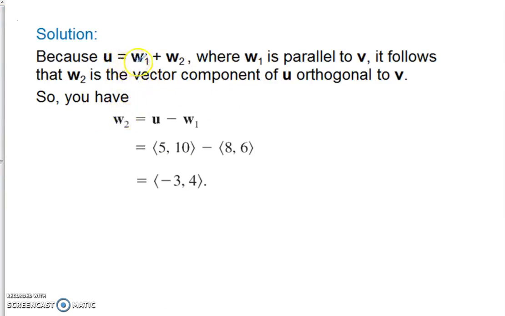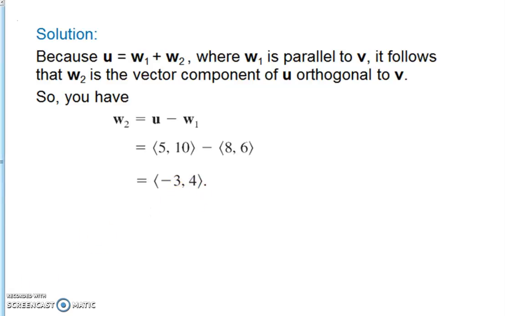U is equal to w1 plus w2. Those are the two components that add together to be that vector. And w1 is parallel to v. It lies on that same line, either going with it or away from it, just longer or shorter. It follows that w2 is the vector component orthogonal to v. So w2 is equal to u minus w1. We had 5, 10 minus 8, 6, which gives us the vector 3, 4.